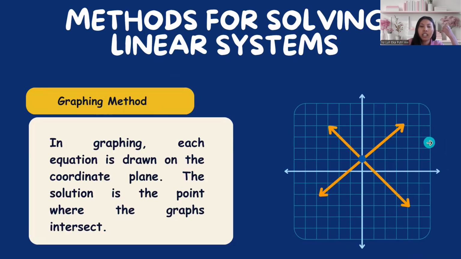And then the last method is the graphing method. In graphing, each equation is drawn on the coordinate plane, and the solution is the point where the graphs intersect. This is the solution of the system of linear equations in two variables. This method helps students see the relationship between the equations visually.